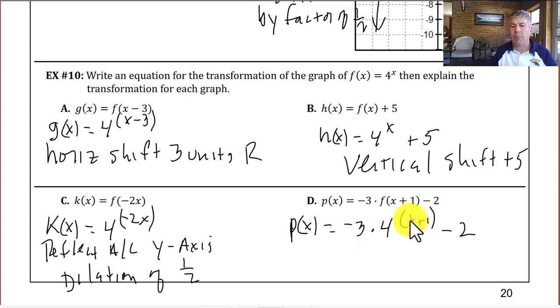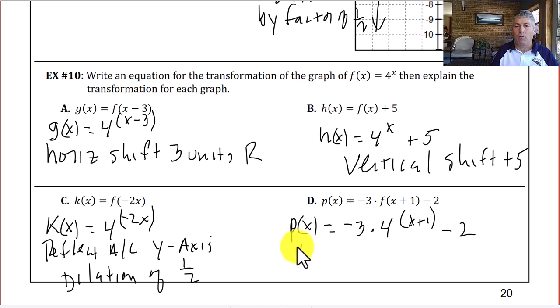And in D, we got a couple things going on here. -3 times 4^(x+1) + 2. We're going to shift right or left 1 unit. We're going to go up 2, and then we're going to multiply by -3. So let's take a closer look at this. We have -3 times 4^(x+1) + 2.